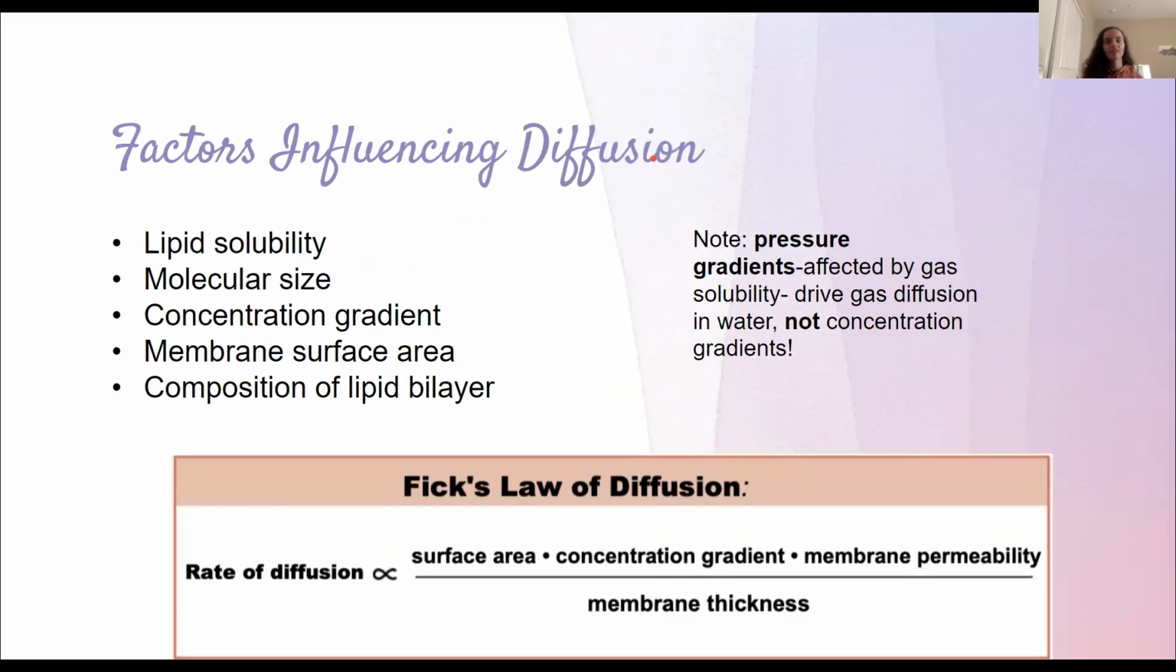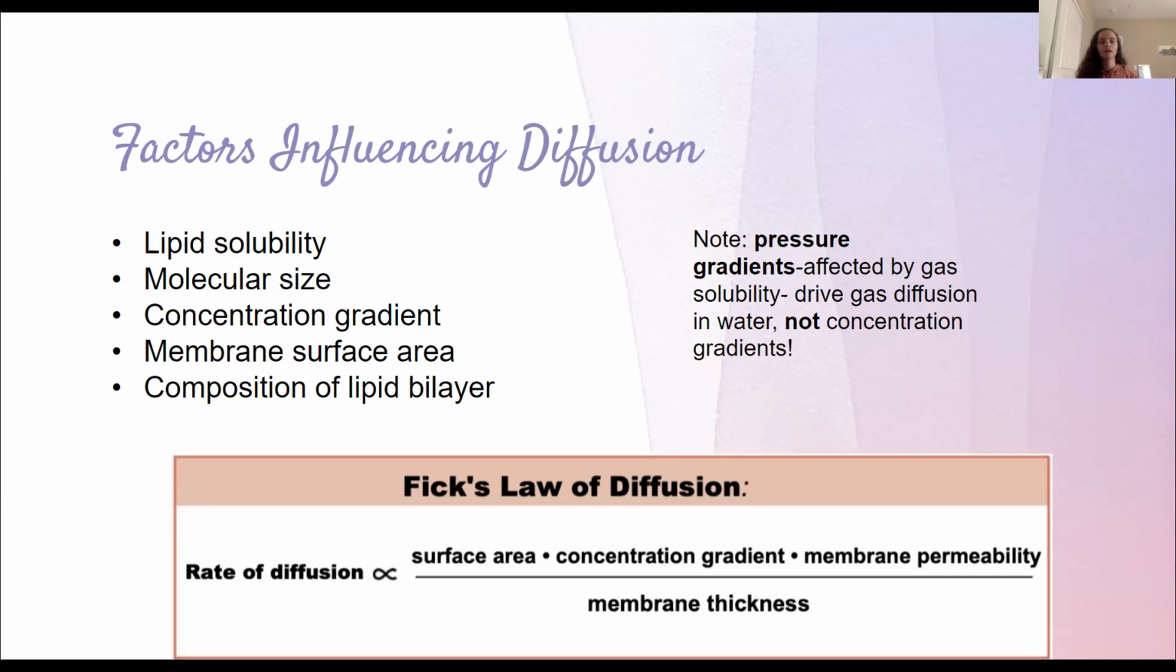So these are some factors that influence diffusion in general. An important concept here is Fick's law of diffusion, which I know Dr. Lutterschmidt talked about. The rate of diffusion is proportional to the surface area times concentration gradient times membrane permeability, and is inversely proportional to membrane thickness. So essentially, the thinner the cell membrane, the higher the rate of diffusion, and vice versa.